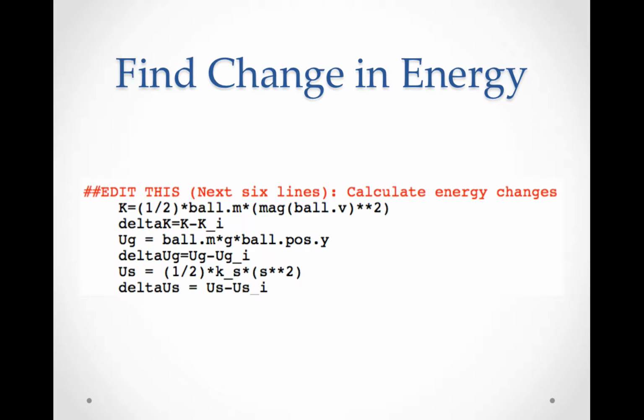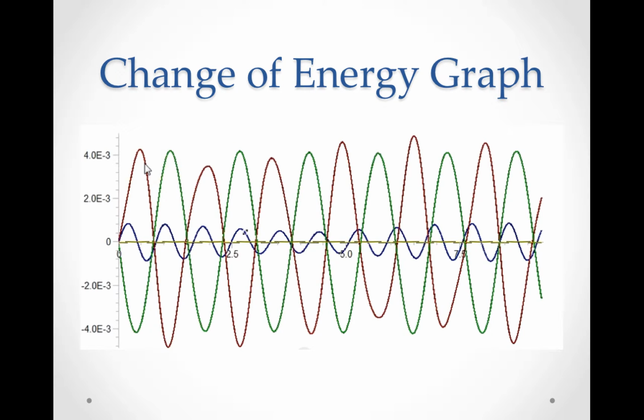In this case, the total change in energy is comprised of the change in kinetic energy, the change in gravitational potential energy, and the change in spring potential energy. Recall that K equals 1/2 mv squared, U sub G equals mg times y, and U sub S equals 1/2 ks times s squared. I plugged these equations into my Python code. With these values, I graphed the system's change in energy.